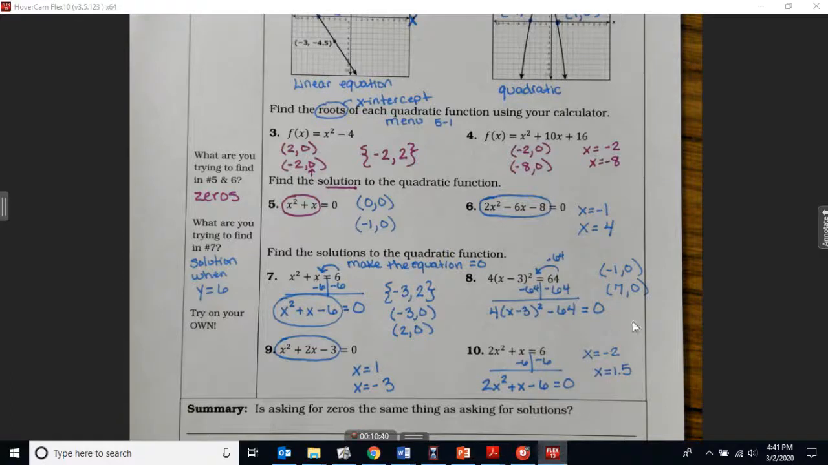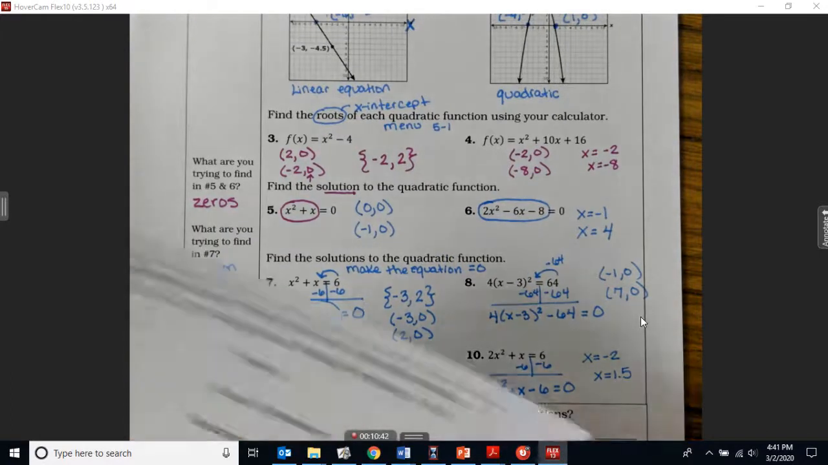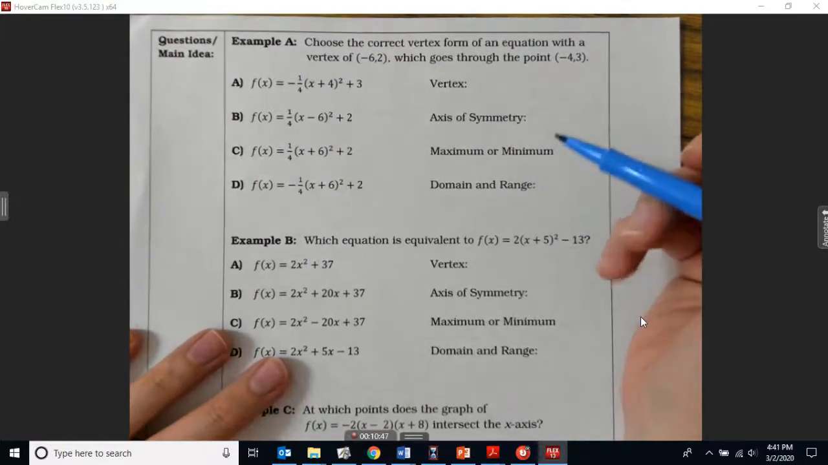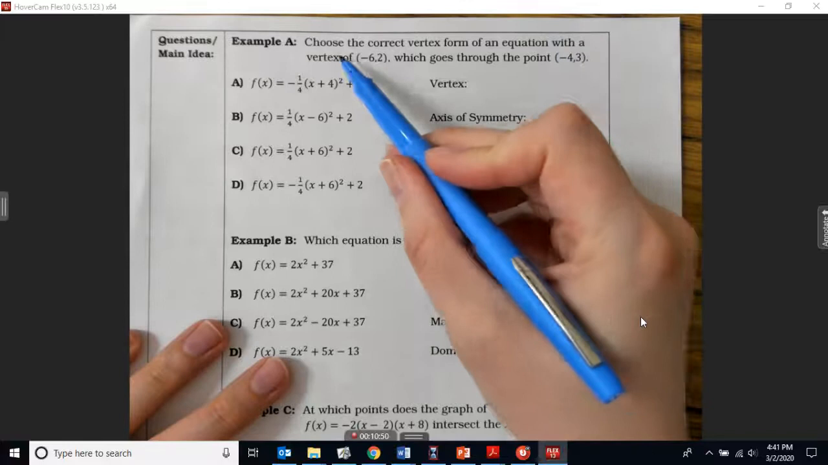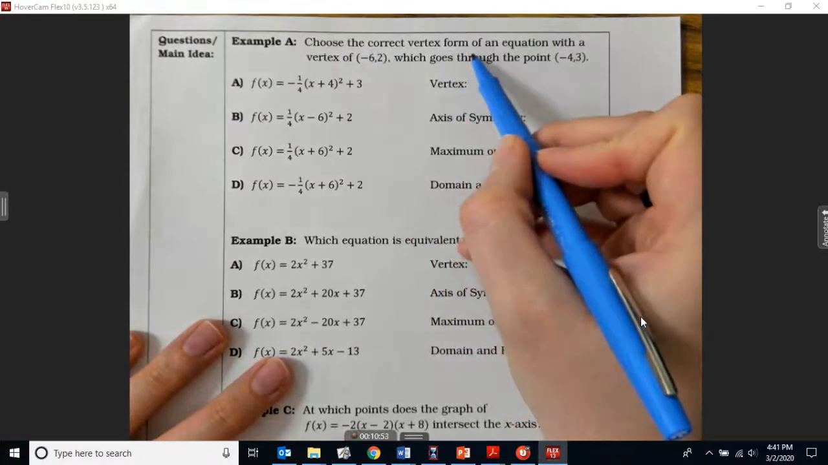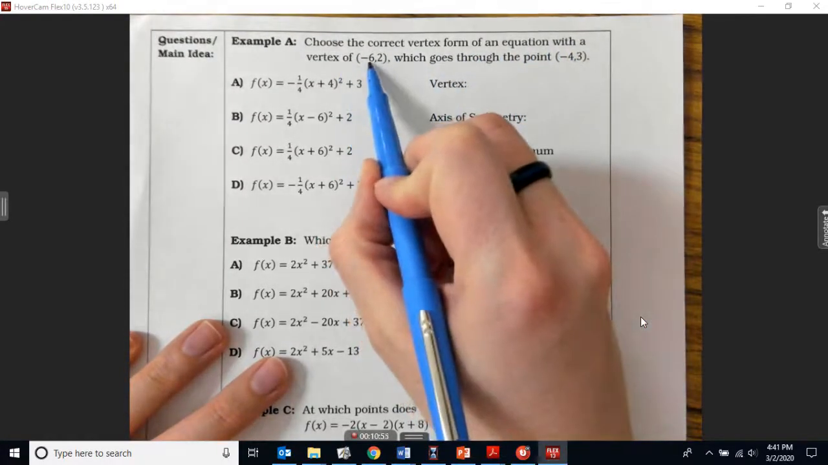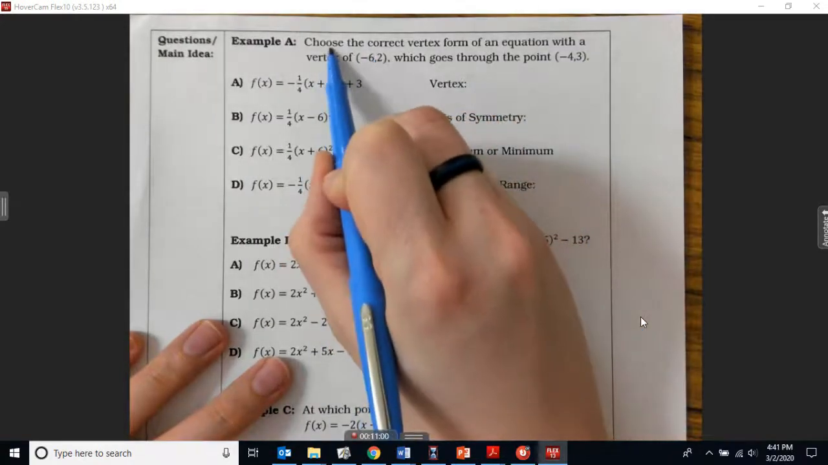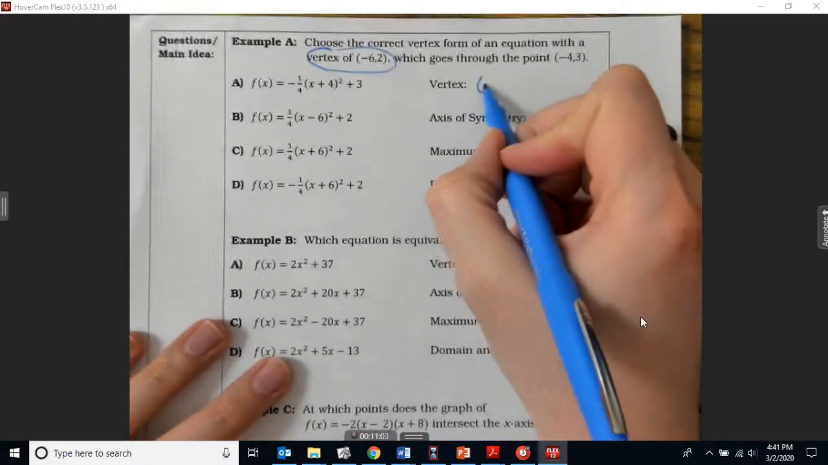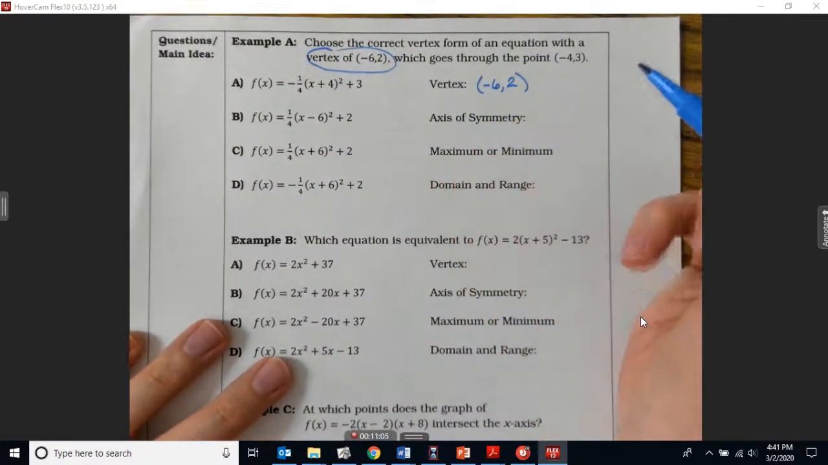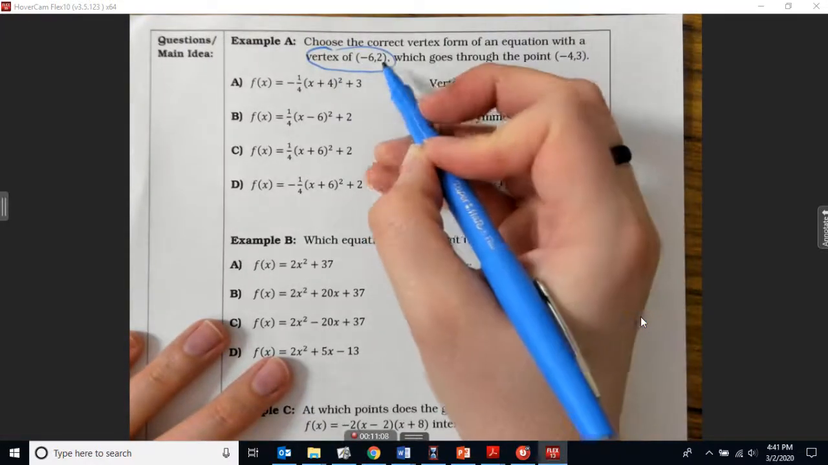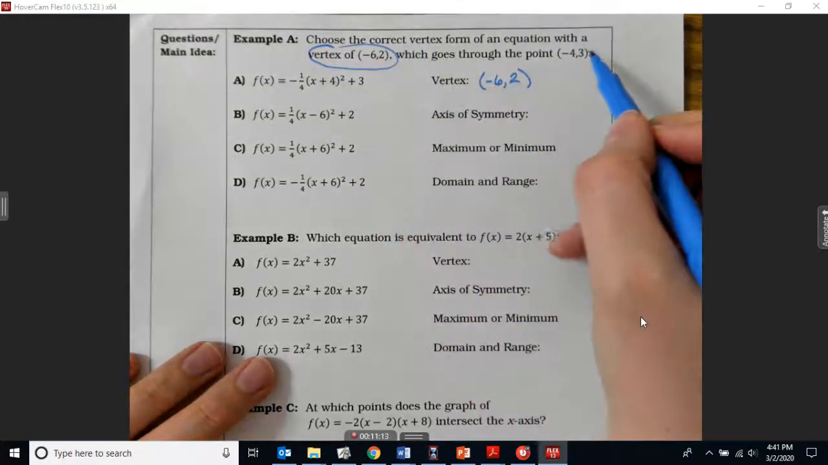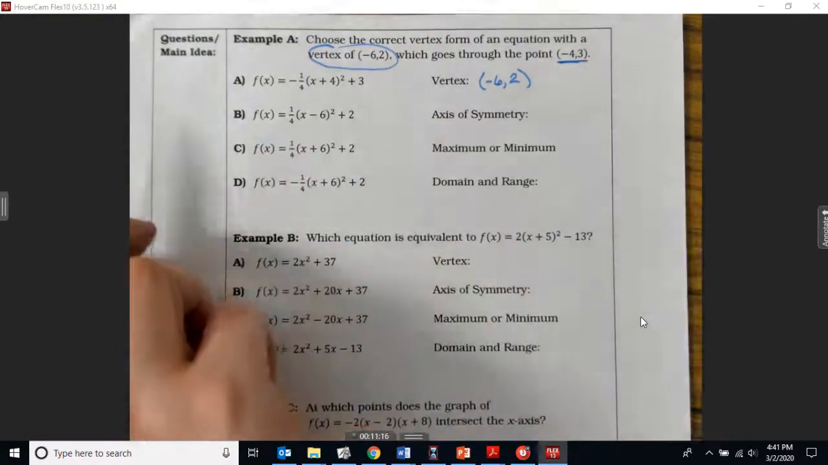All right, if we go to the back of your paper, it's just some questions that you could, these are star questions that we've seen before. Example A, choose the correct vertex form of an equation with a vertex of -6, 2 that goes to the point -4, 3. Well, they just told you that the vertex was -6, 2. And so I got to figure out which of these goes through and has that vertex. So that's the first thing I'm going to check. And then we're going to see which one has this point.